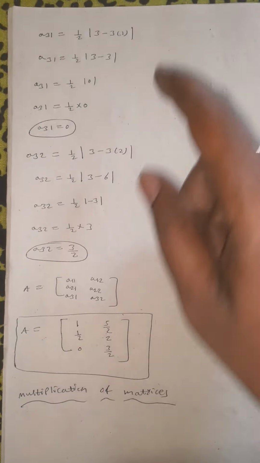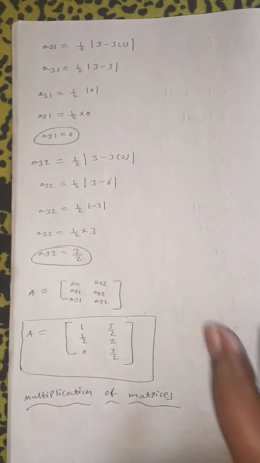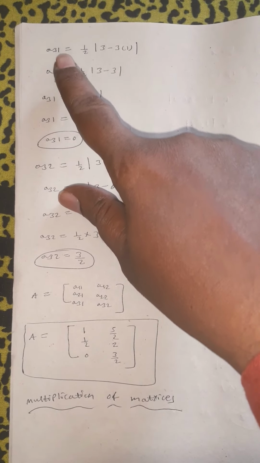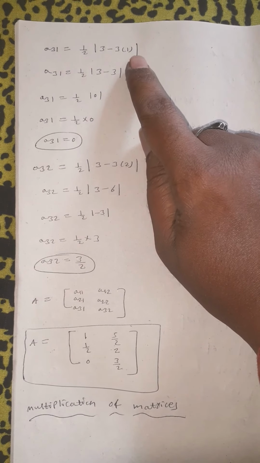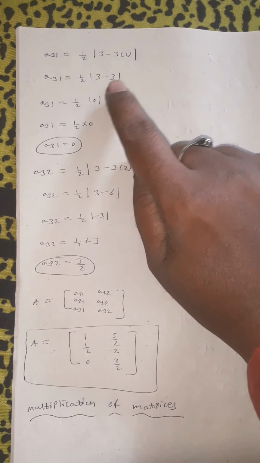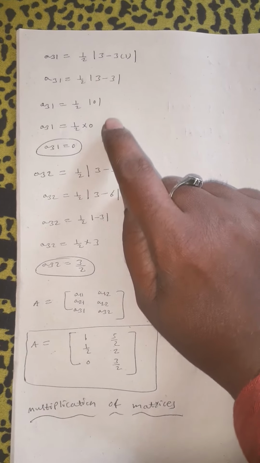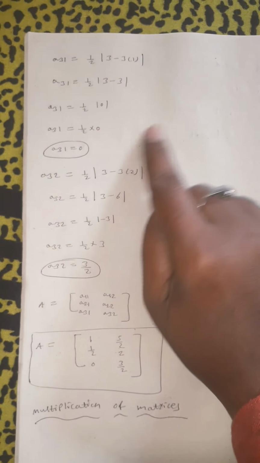Next, A31 is equal to half of modulus. Here I value is 3, j value is 1. So 3 minus 3 into 1. 3 into 1 is 3. 3 minus 3 is 0. Modulus of 0 is 0. Half into 0 is nothing but 0.